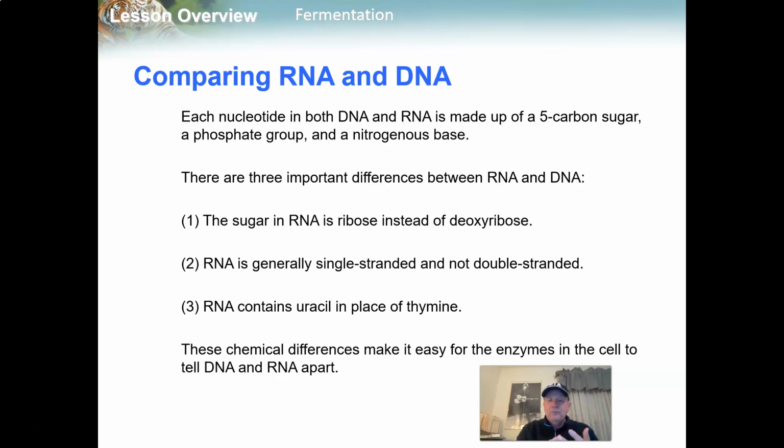Number 2, RNA is single-stranded, not double-stranded like DNA. There's only one strand. And number 3, this is very important, RNA contains uracil in place of thymine. So we don't have apples to trees and cars and garages; we have apples under trees and cars and garages. These chemical differences make it easy for enzymes in the cell to tell DNA and RNA apart.